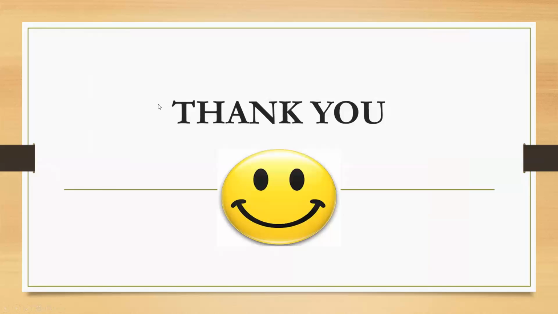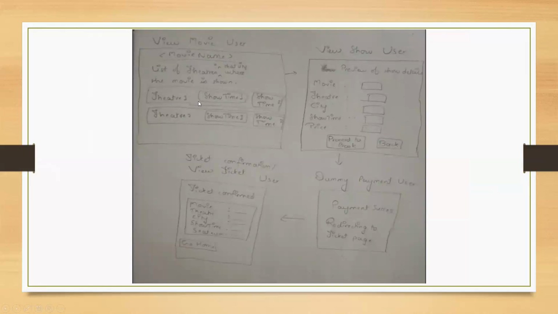Like the theater name, and the show timings will be displayed behind that, like 3 a.m., 3 p.m., like that. Show timings will be displayed here. If you click on a show time, then it will be directed to the next page. The user can see the movie name, theater name, city, show timing, and price also will be displayed here.